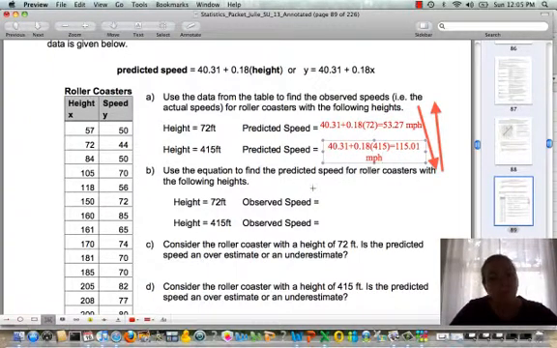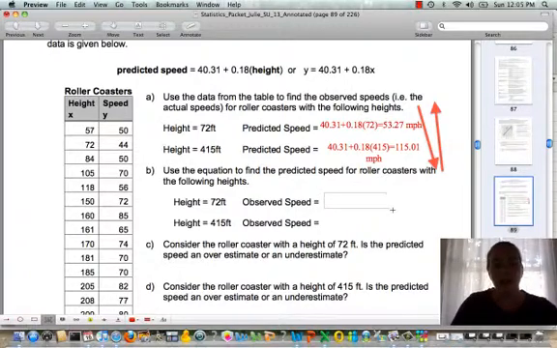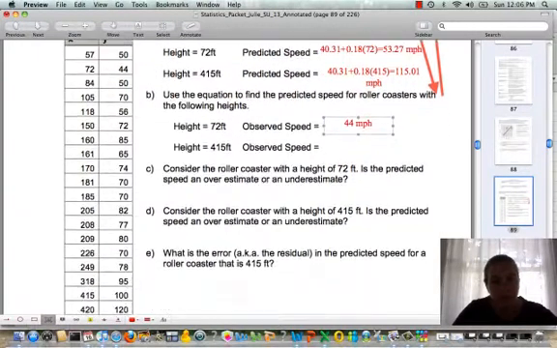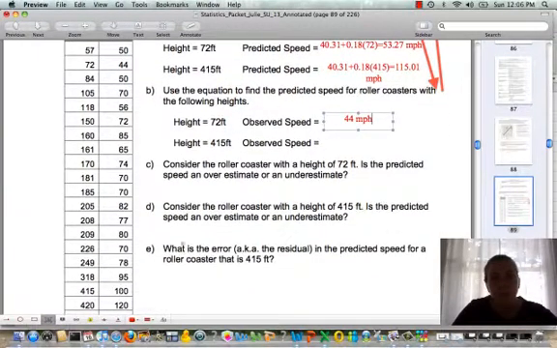So now we want to go use the table to look up the actual observed speed. So if we find 72 feet height, that corresponds with 44 miles per hour. So remember, the observed speed is just the actual speed from the table. And 415 feet, if we come down here in the table, corresponds with 100 miles per hour, the observed speed.